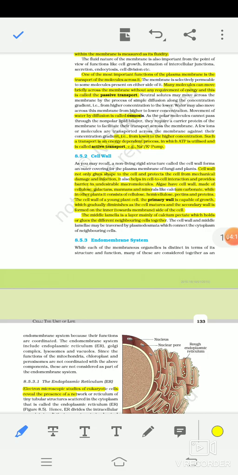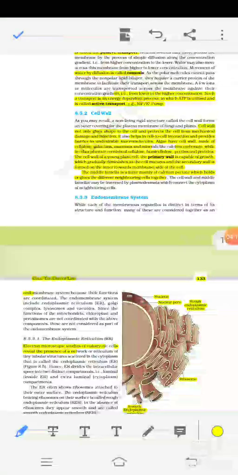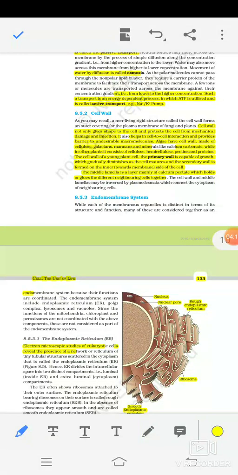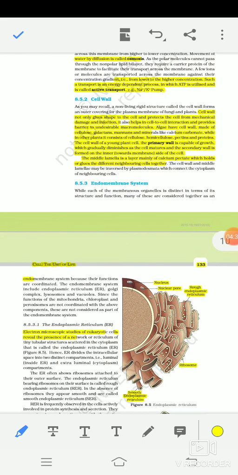which is called active transport. The cell wall not only gives shape to the cell, it also protects the cell from mechanical damage and infection. It helps in cell-to-cell interaction and provides a barrier to undesirable macromolecules. Algae have cell walls made up of cellulose, galactans, mannans, and minerals like calcium carbonate, while in other plants it may be cellulose, hemicellulose, pectins, and proteins.